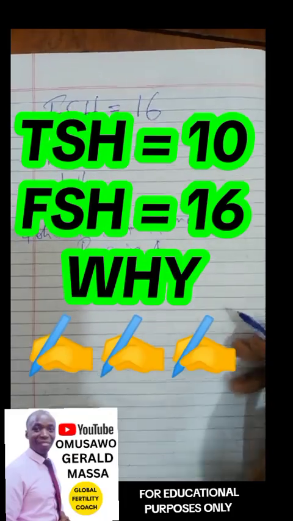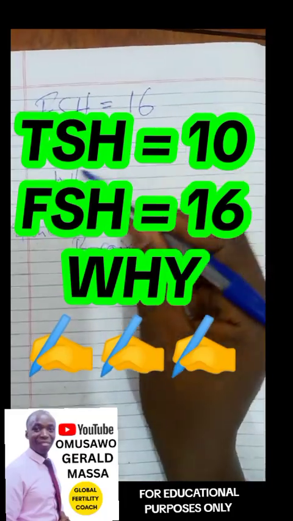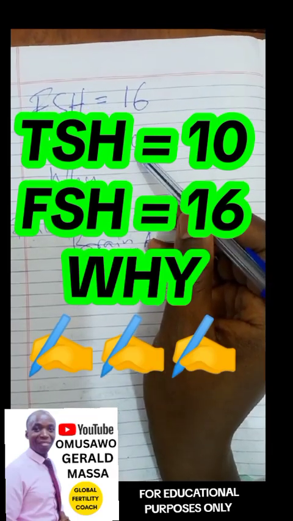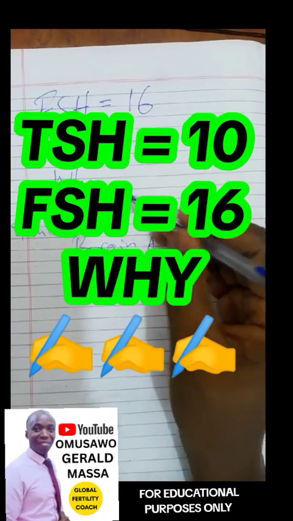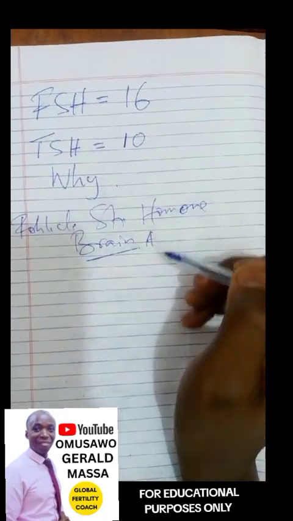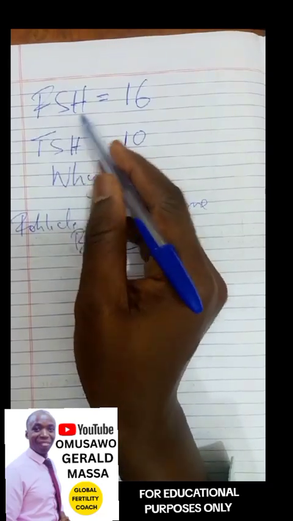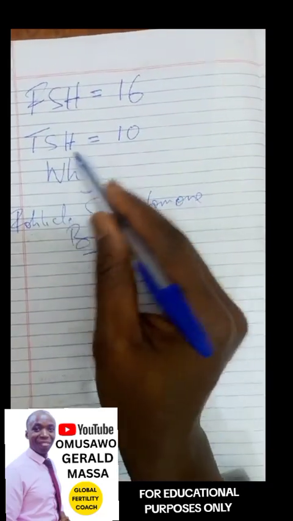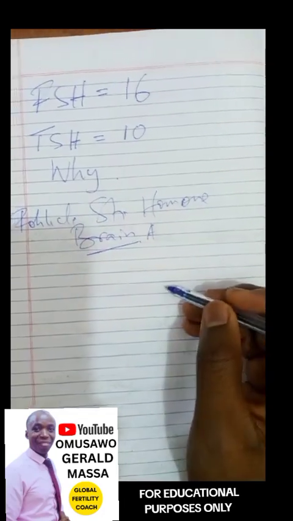FSH results are out and you have scored 16, and then your TSH is actually giving a value of 10. You are asking yourself, why is this so? Why is it that your follicle stimulating hormone is 16 and your TSH is 10? In this video, I'm going to talk about this.